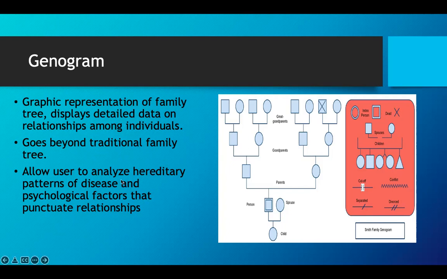Okay? It allows us to really analyze the hereditary patterns of disease. So we really want to know, does diabetes run in the family? Heart disease? Were there sudden deaths at a young age? Did we have a spouse die from any sort of car accident? Those kinds of things. We want to know what's going on in the family. Like, what were the sudden deaths caused by? Was it heart disease versus a car accident? That sort of thing.